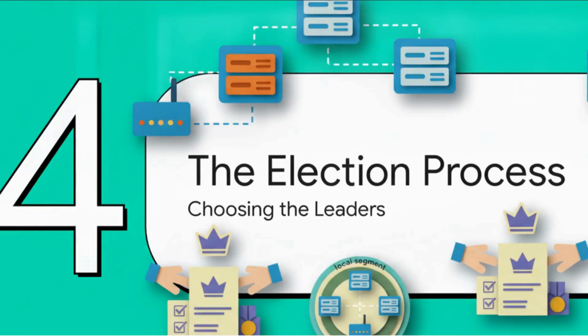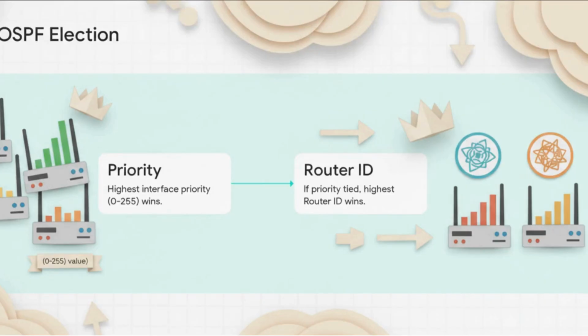Let's move to our final piece, Section 4, the OSPF election process, choosing the leaders. All right, so how do these routers actually decide who gets to be the manager and who gets to be the assistant manager? Keep in mind these elections happen per multi-access segment, not the whole network, just the local segment, and they usually happen right during that initial two-way state of neighbor discovery we touched on earlier.